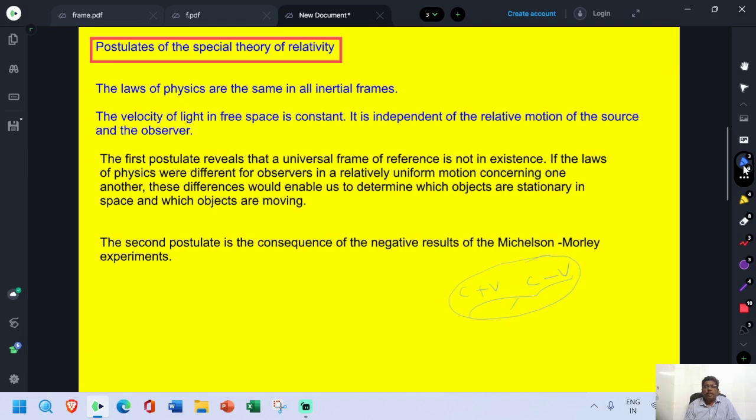Therefore, anything added to light will provide velocity of light. So this is also velocity of light. So the velocity of light is the maximum one. We won't add anything to velocity of light. Even if you add anything, we can get finally the velocity of light. So that velocity of light is always constant. This is postulate 2.